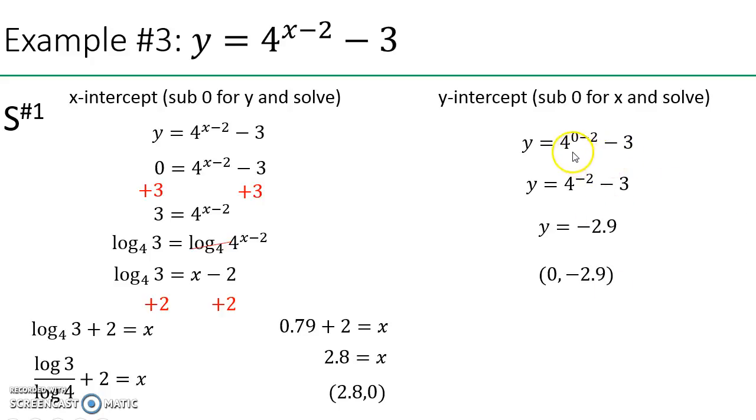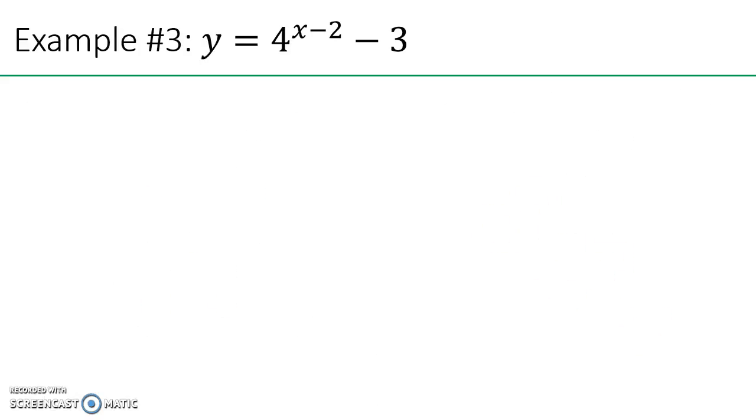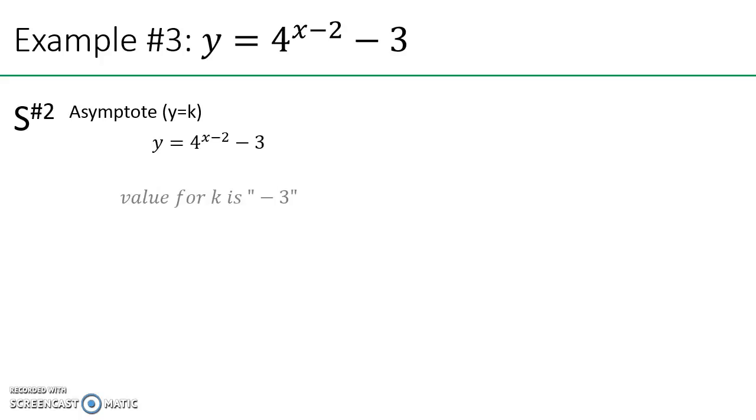Once again, once you plug in 0 here in your y-intercept, you have 0 minus 2, which gives us negative 2. This negative 2 flips this number, so now this is a fraction, 1 over 4 squared, which is 1 over 16. 1/16 minus 3, simple math, negative 2.9. My asymptote, y equals k. My value for k is negative 3. So my asymptote is y equals negative 3.